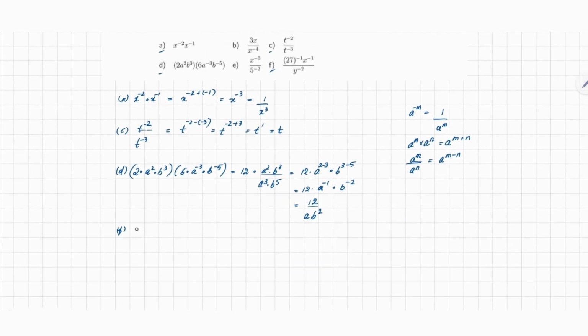For the next question, we have 27 raised to minus 1, x raised to minus 1, y raised to minus 2. So y raised to minus 2 will go to the numerator. 27 to the power minus 1 will come down. x to the power minus 1 will also come down to the denominator. So we have y squared over 27 times x.